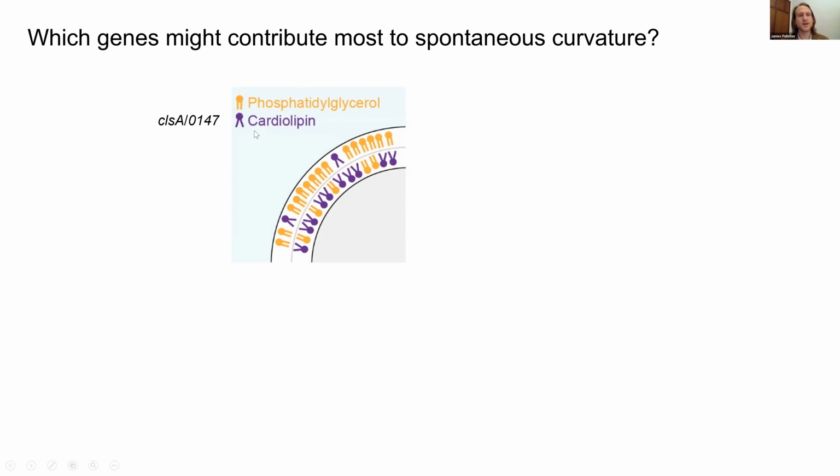So the first: Syn3A retains the lipid cardiolipin, which has a conical shape with an intrinsic curvature of 1 over a nanometer. And it retains a gene, a cardiolipin synthase, and cardiolipin has been shown to localize to curved regions of the bacterial membrane in other species. So future work could look at the role of cardiolipin during cell division in this bacterium.